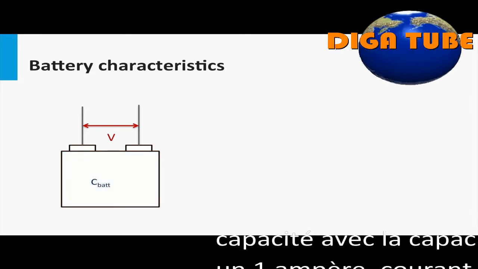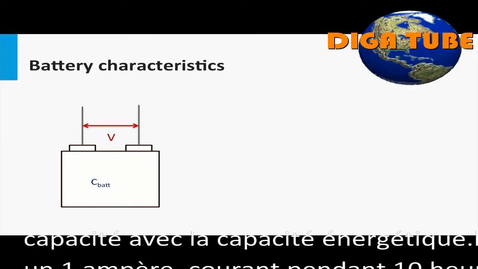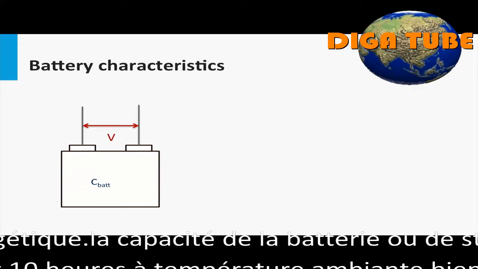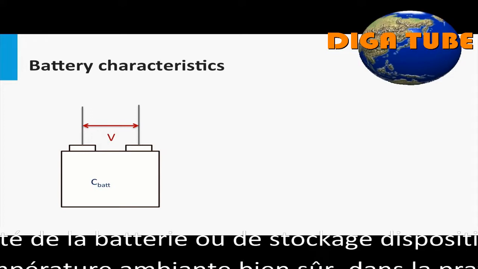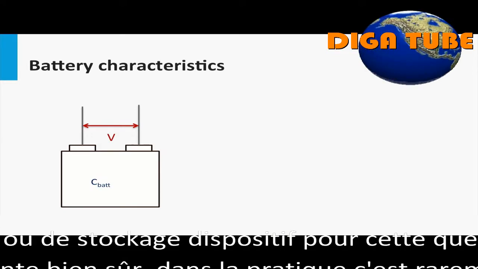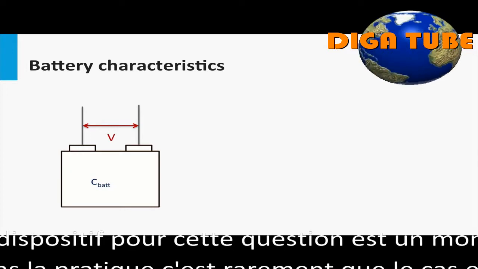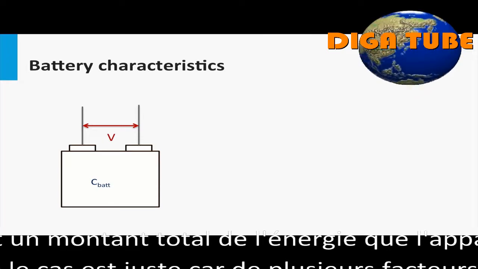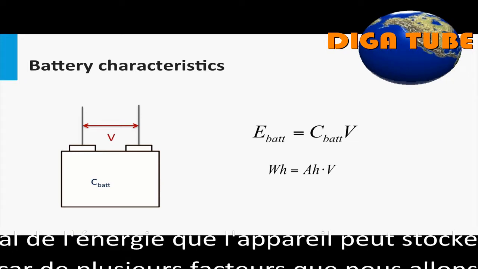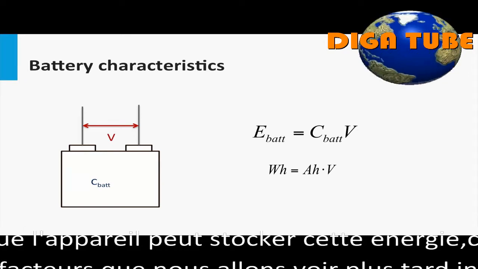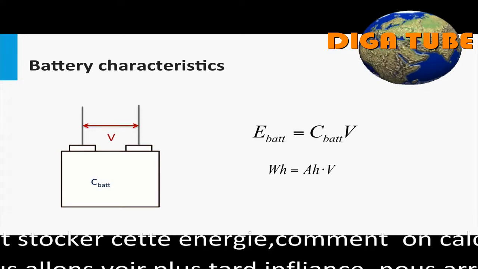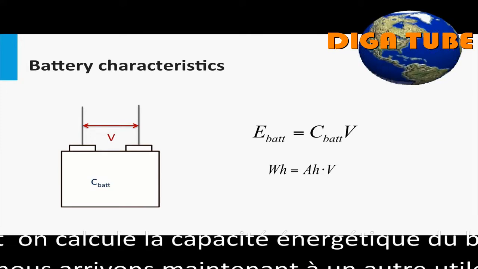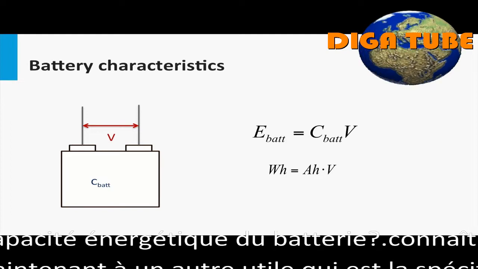We must not confuse the battery capacity with the energy capacity. Energy capacity of the battery, or any storage device for that matter, is the total amount of energy that the device can store. This is usually measured in watt-hours. How do we calculate the energy capacity of the battery, knowing the voltage and the battery capacity? The energy capacity is nothing but rated battery voltage in volts multiplied by battery capacity in amp hours, giving the total battery energy capacity in watt-hours.